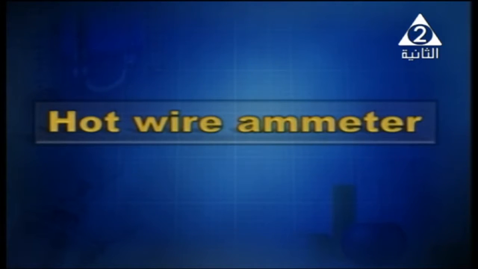And now, talking about hot wire ammeter. Hot wire ammeter is the device used for measuring mainly AC, and also it can be used to measure DC currents, simply because it is based on thermal effect.